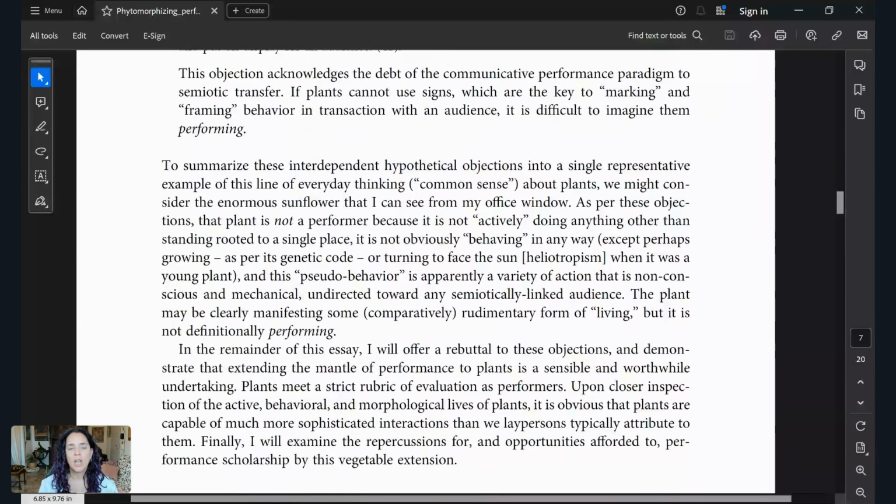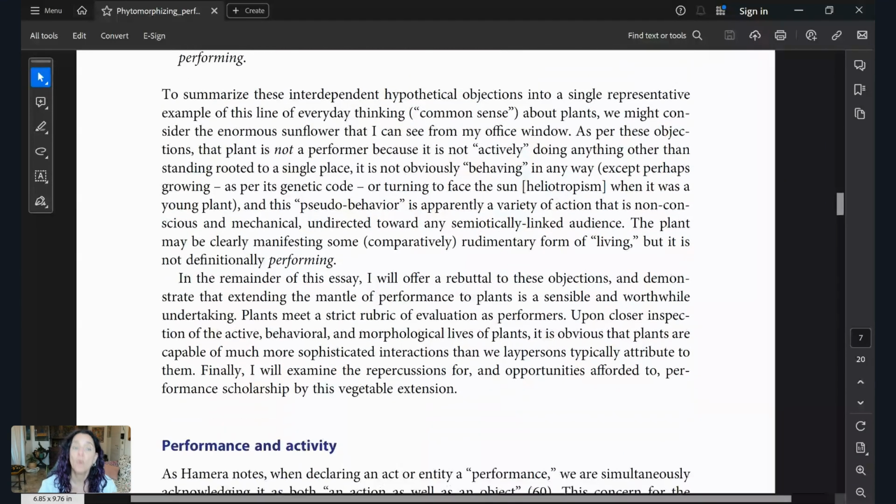This objection acknowledges the depth of the communicative performance paradigm to semiotic transfer. If plants cannot use signs, now I just envision plants with little signs, which are the keys to marking and framing behavior in transaction with an audience, it is difficult to imagine them performing.